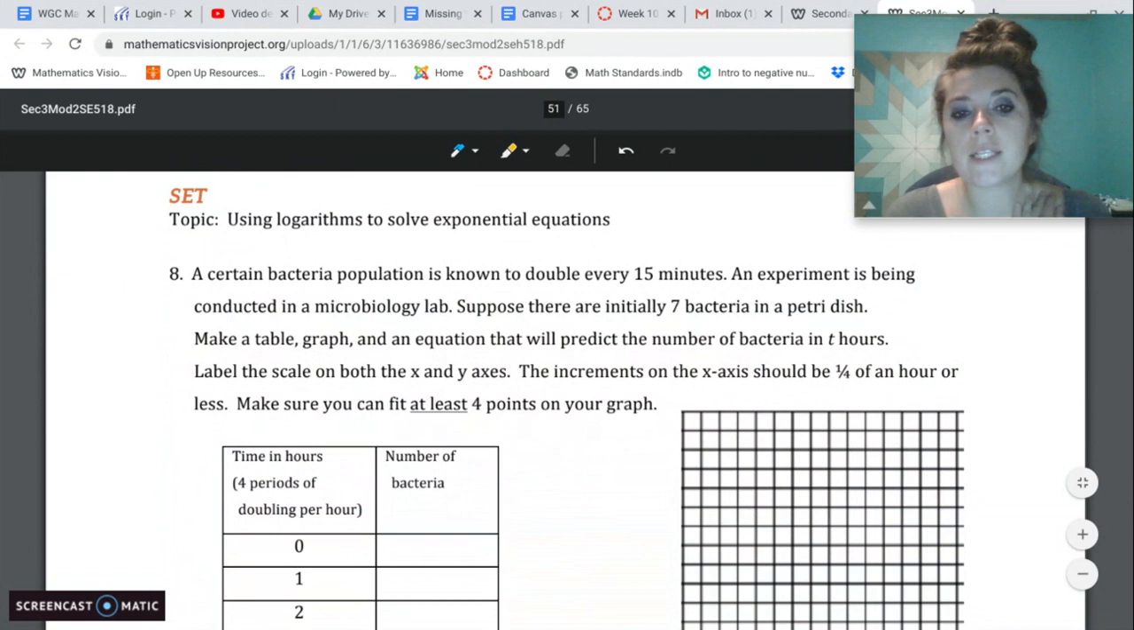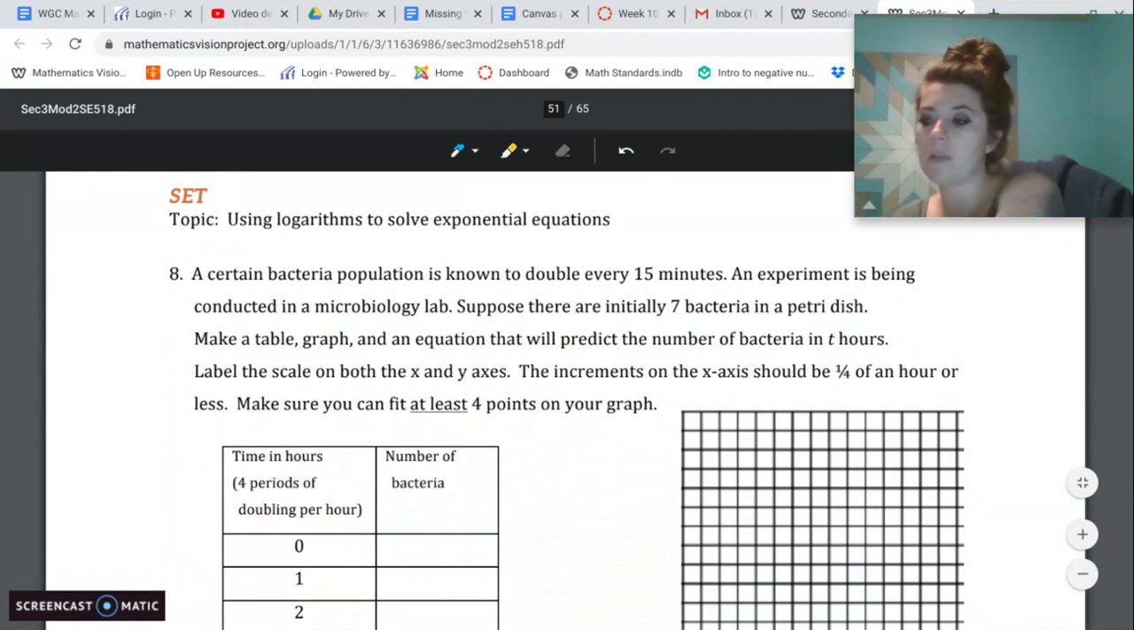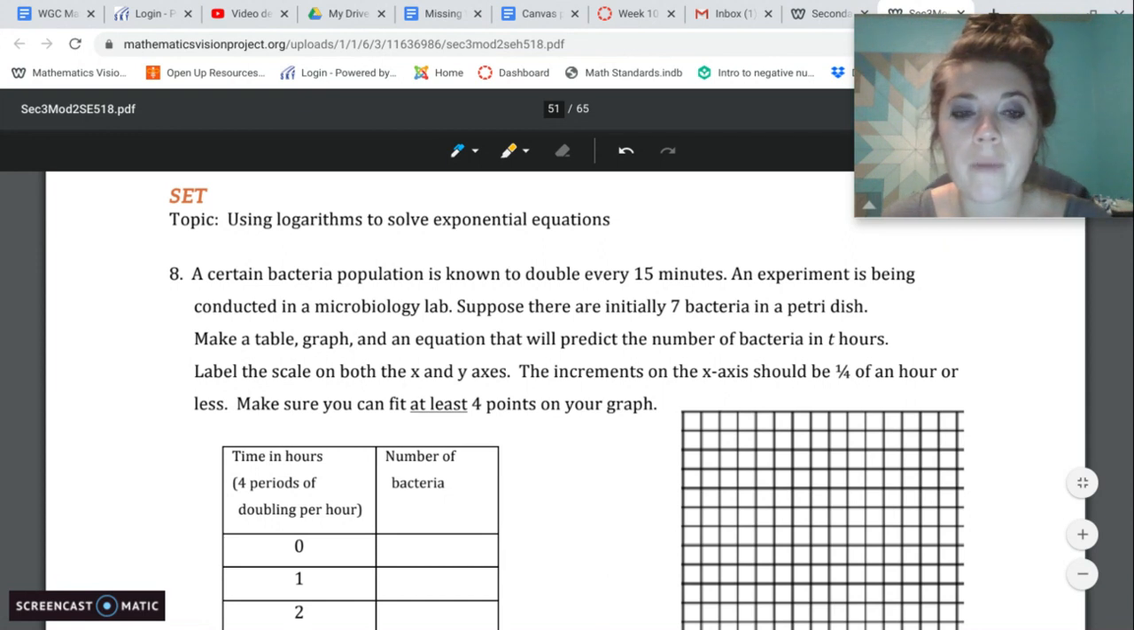All right, a certain bacteria population is known to double every 15 minutes. An experiment is being conducted in a microbiology lab. Suppose there are initially 7 bacteria in a petri dish. Make a table, graph, and an equation that will predict the number of bacteria in t hours. Label the scale on both the x and y axes. The increments on the x-axis should be 1/4 of an hour or less. Make sure you can fit at least 4 points on your graph.